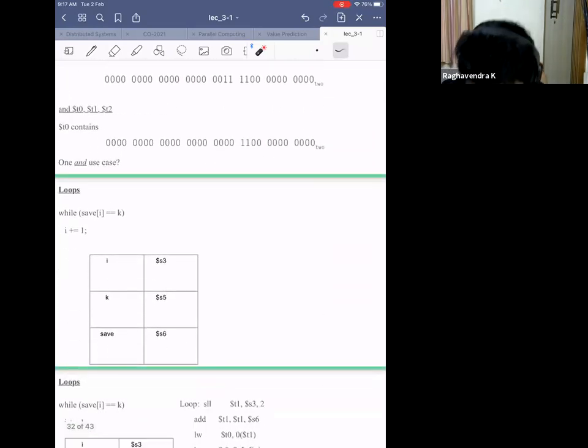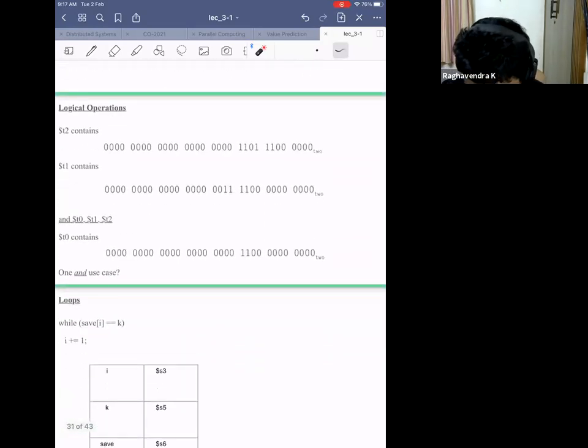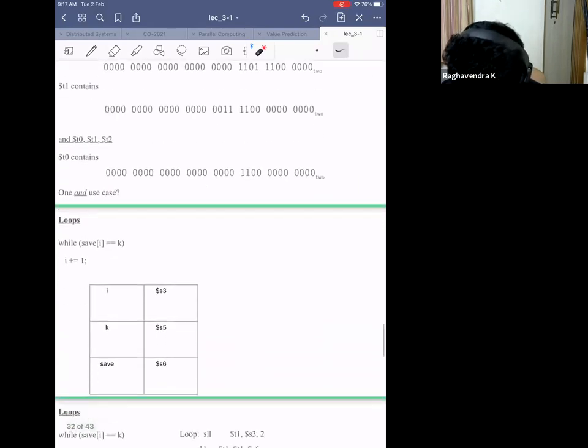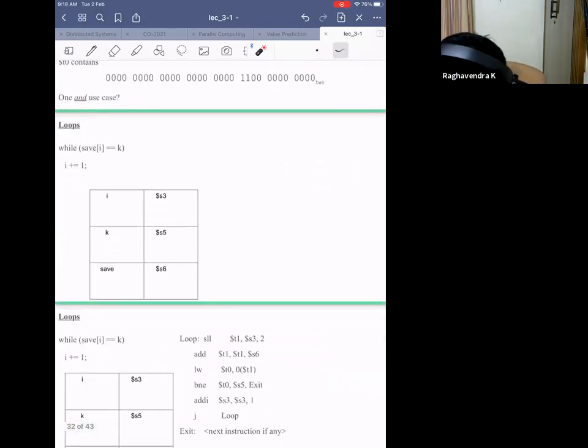I thought I had an example. Okay. I think I did skip that example.